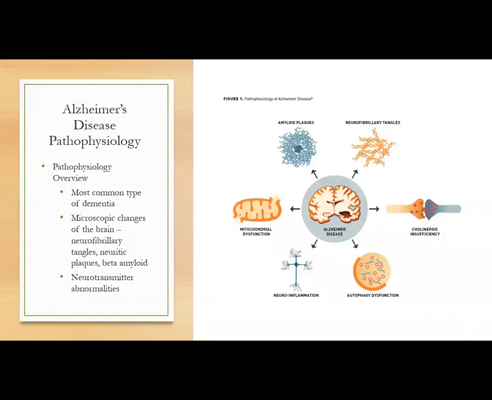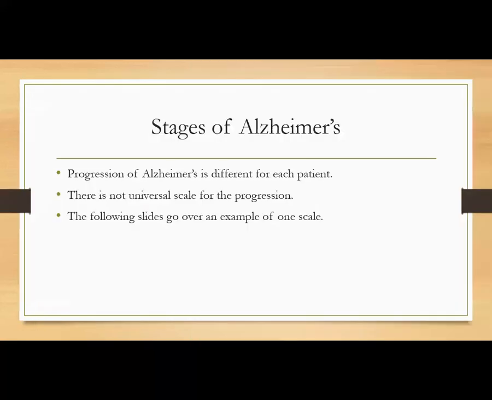So the Alzheimer's disease pathology, this is just a general overview. We won't get too in depth with this pathology, but like I said, it's the most common type of dementia, and you have these microscopic changes of the brain and your neurotransmitter abnormalities. So there's just small changes that cause these cognitive issues. What I will say about Alzheimer's is the progression of Alzheimer's is different for each patient. So there's not really a universal scale for the progression.